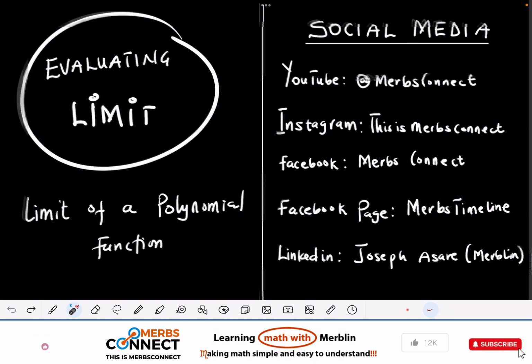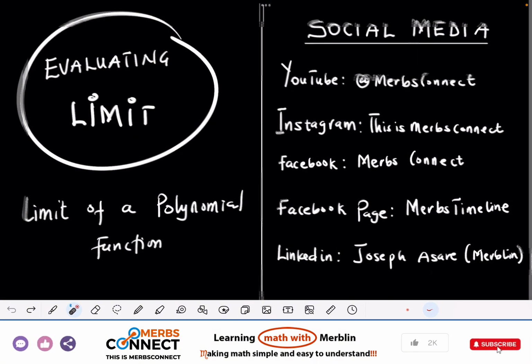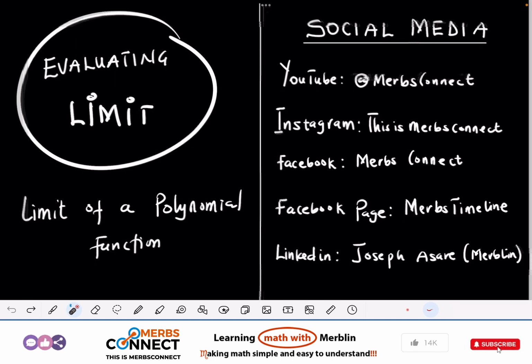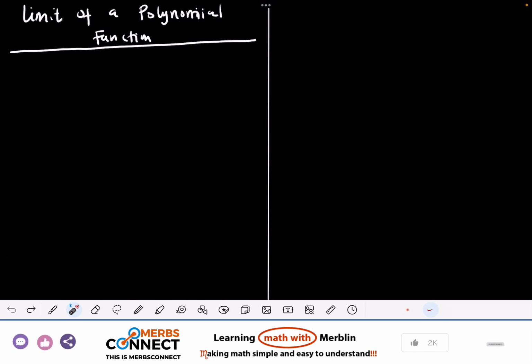So I know how to use the properties. Now I know how to also go about it when a polynomial function is given to me as well. Let's jump right in. So now, how are you going to deal with a limit of a polynomial function? Now, what is a polynomial function? A polynomial function can be of this form.